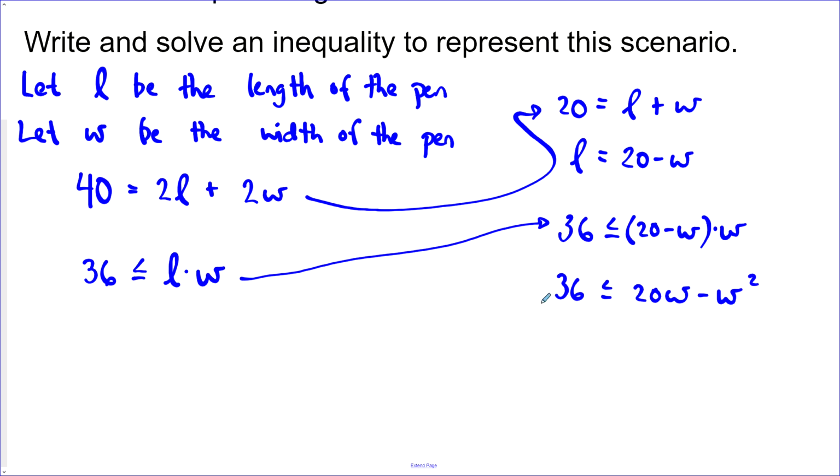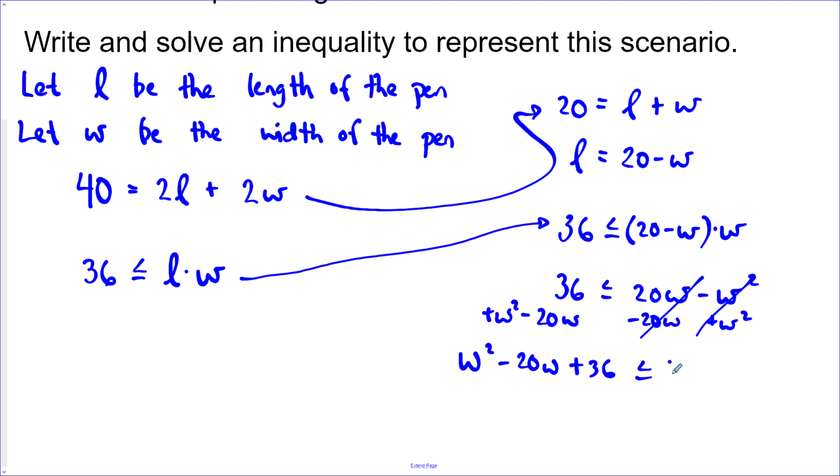Let's add everything on this side. I just like working with a positive leading coefficient, so plus W squared on this side, plus W squared on this side, minus 20W on this side, minus 20W on this side. So we have W squared minus 20W plus 36 is less than or equal to 0.